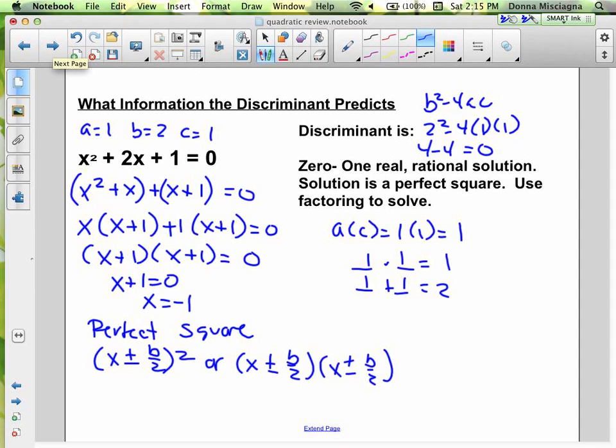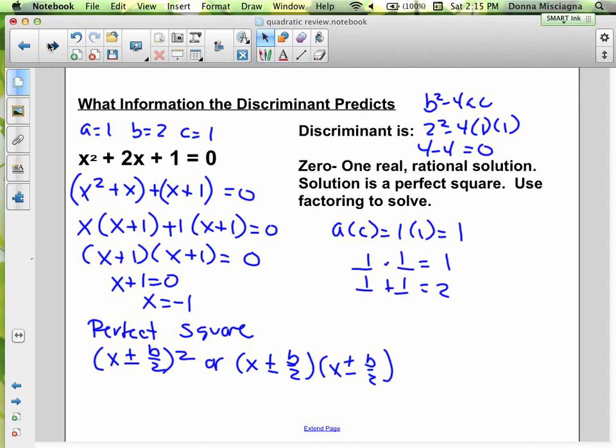Let's see if that works out in this case. All right, so here we have x squared plus 2x plus 1. What's half of b? What's half of 2? Half of 2 is 1. We've got x plus half of b, 1, times x plus half of b, 1. Right? So notice, if you have a perfect square and you recognize that, or you do the discriminant and you get 0, you can use the same factoring that we used when we were doing completing the square. You can do that a little easier than factor by grouping, because this one's so easy.